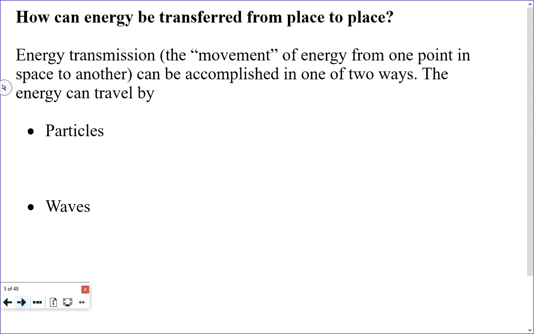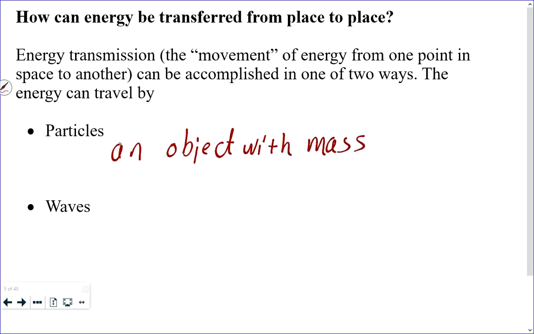On the other hand, we can use wave motion, which does not involve the motion of matter from one place to another. It doesn't. So here, under particles, we can write a physical object, or an object with mass, carries the energy. I'm not going to write this, but from one point in space to another point in space. That's what we're talking about when we talk about transmitting energy from a location to another.